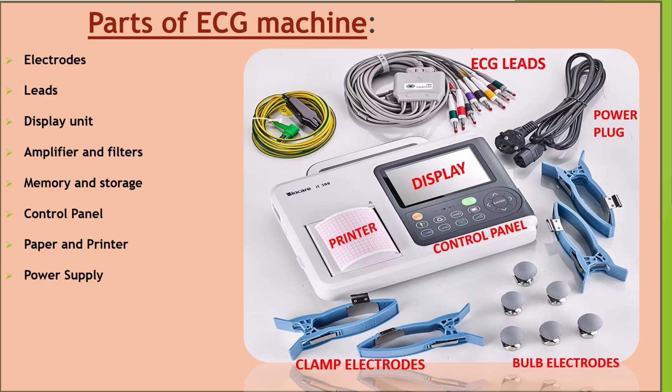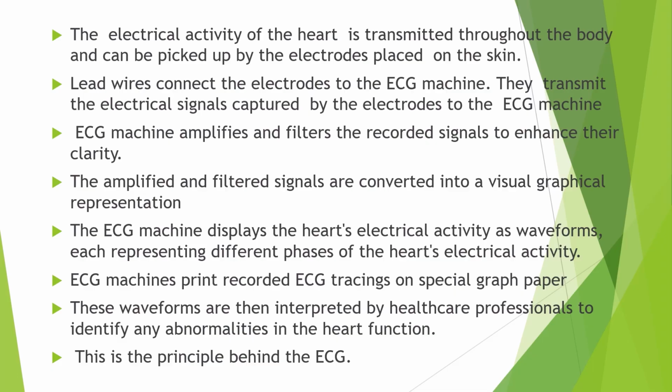To condense the main points: the electrical activity of the heart is transmitted throughout the body and can be picked up by the electrodes placed on the skin. Lead wires connect the electrodes to the ECG machine. They transmit the electrical signals captured by the electrodes to the ECG machine. The ECG machine amplifies and filters the recorded signals to enhance their clarity. The amplified and filtered signals are converted into a visual graphical representation.